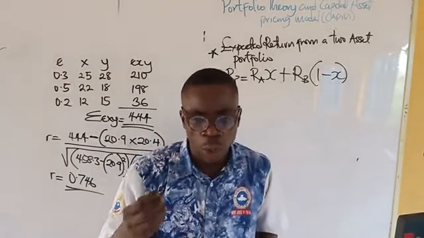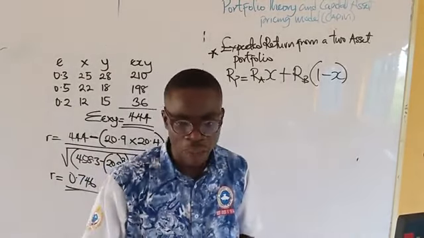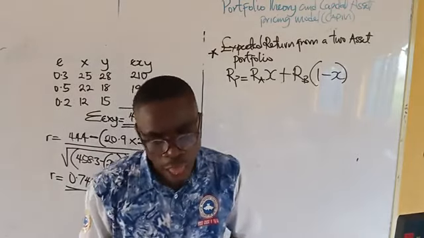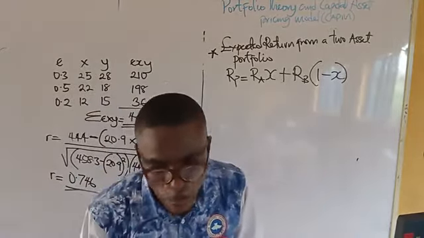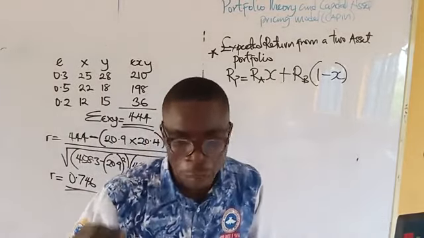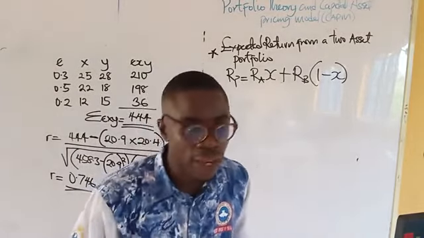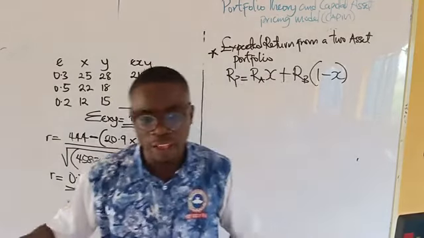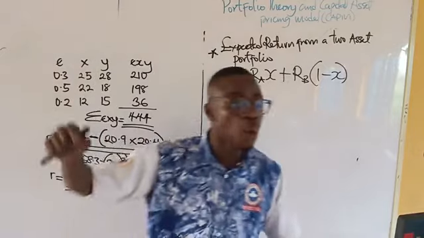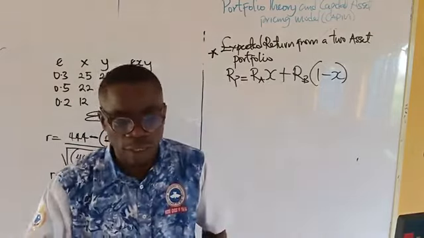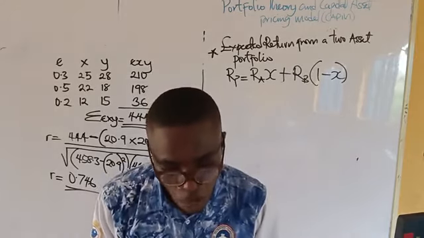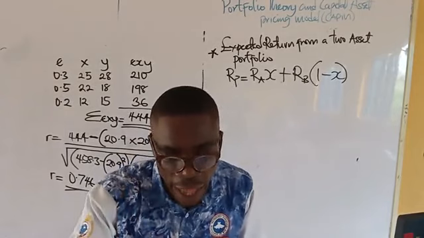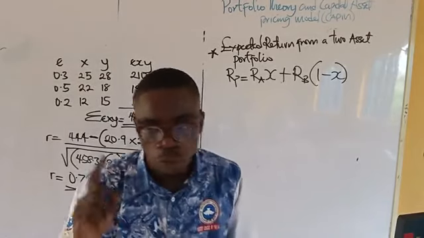They said you have 1 million to invest in stock A and B, and the following information is given for the two stocks. So they gave us stock A and B, the current price, the expected price in year 1, and the expected dividends. Are we together now? They now give us a question.